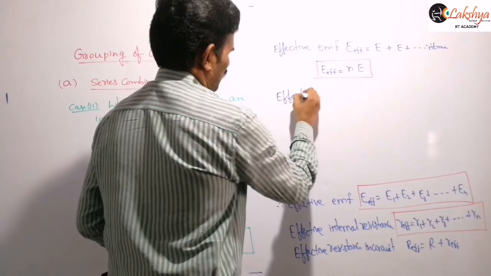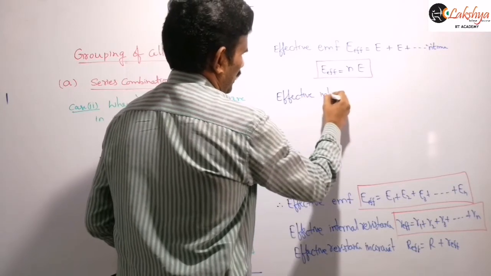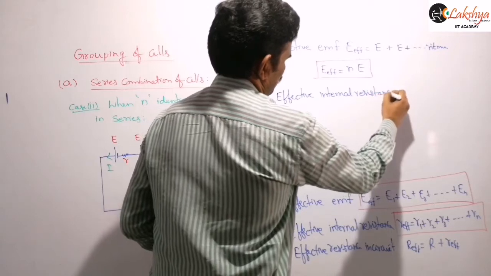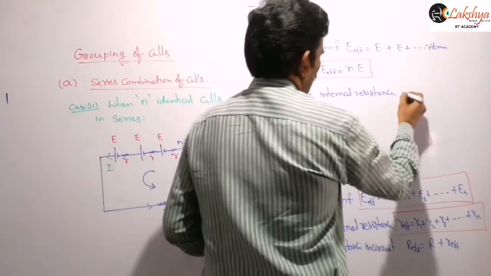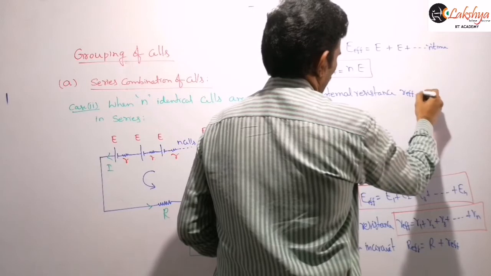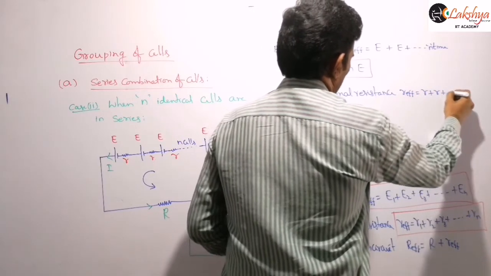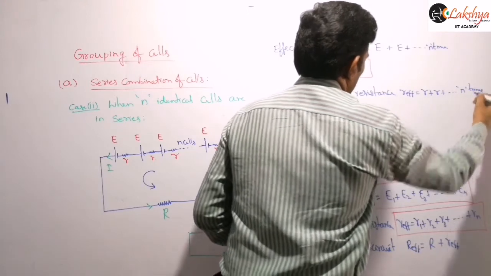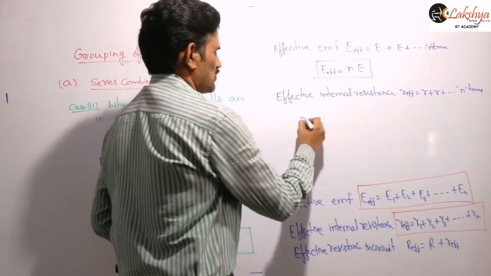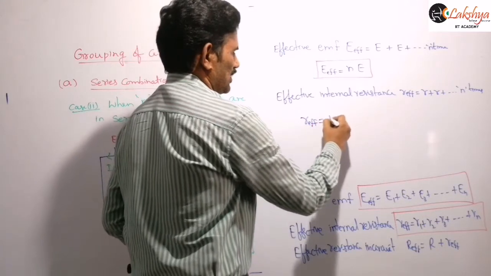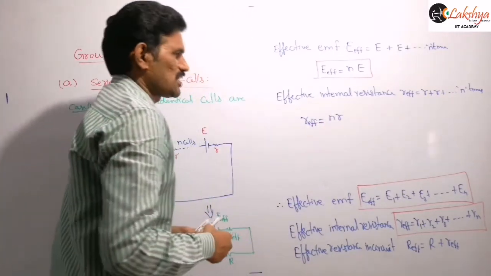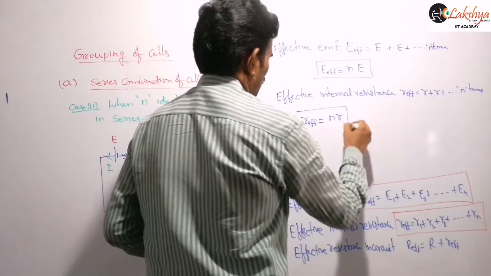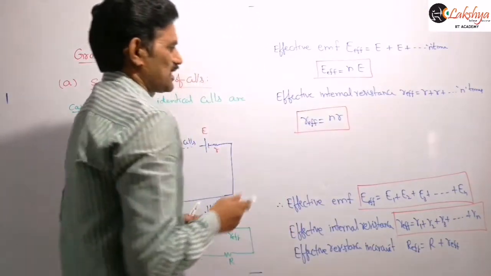So this is effective internal resistance. Therefore this r effective is equal to, we need to write r plus r and so on, again n times. So we need to add such n terms there. Therefore this r effective we can write as nr. So that is r effective, the effective internal resistance of this combination here.